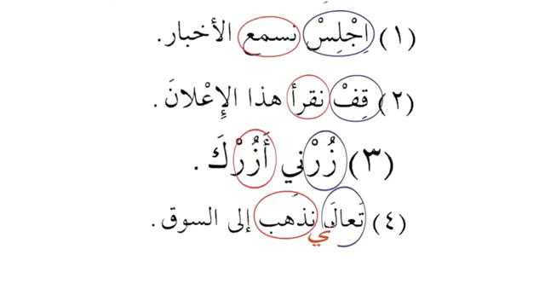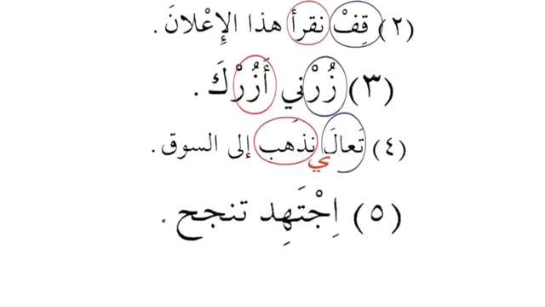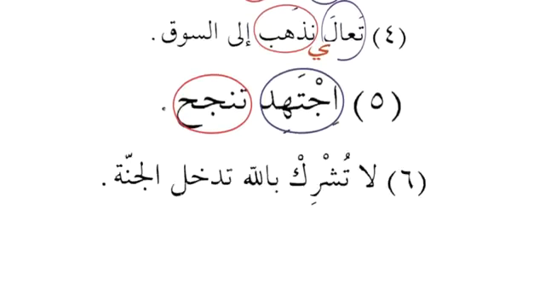And again, if you want to bring a shart here, so we say in tata'ala. So that is a fail mudari' majzoom. Nadhhab ila suq will become your jawab shart. Ijtahid. So what form is this? Form 8 is to work hard. Ijtahada, so it will be ijtahid, so that is your talab, and tanjah means you will succeed, that is coming as a jawabu talab. So both will be majzoom. Ijtahid, tanjah. So if you want to bring a shart here, this will be in tajtahid, tanjah. So if you work hard, then you will succeed. If you don't, you will not.